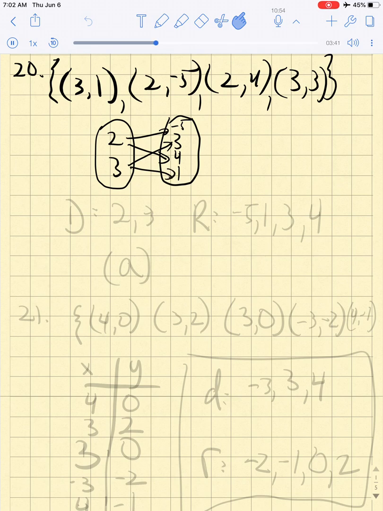So domain and range, the D is the list of the x's. There's only 2 x's, 2 and 3. And the range is the list of the y's. The list of the y's in increasing order would be -5, then 1, then 3, then 4. I'm just listing out the y's. So this happens to be choice A. Okay, so that's 20. 21.